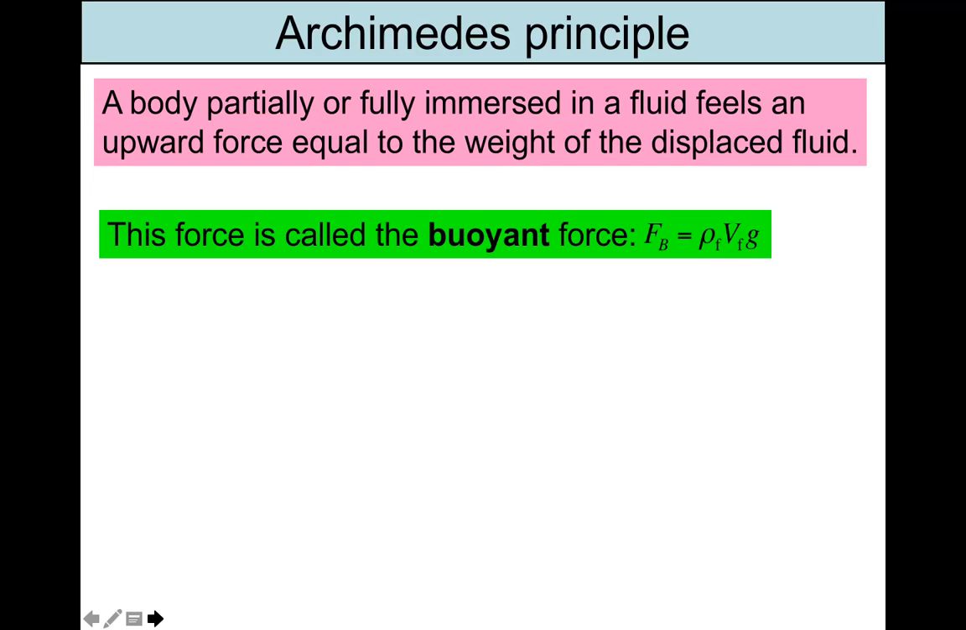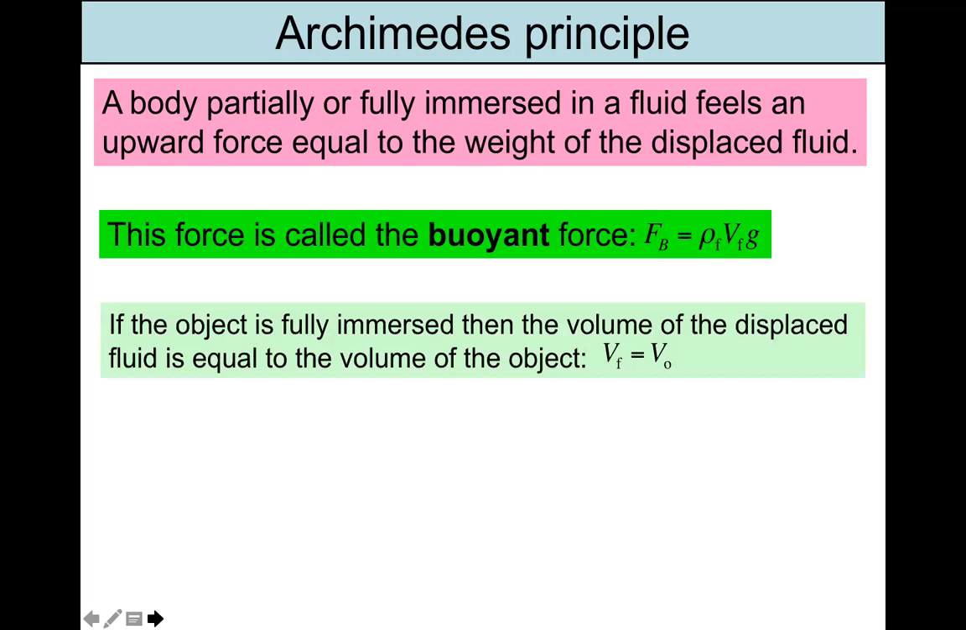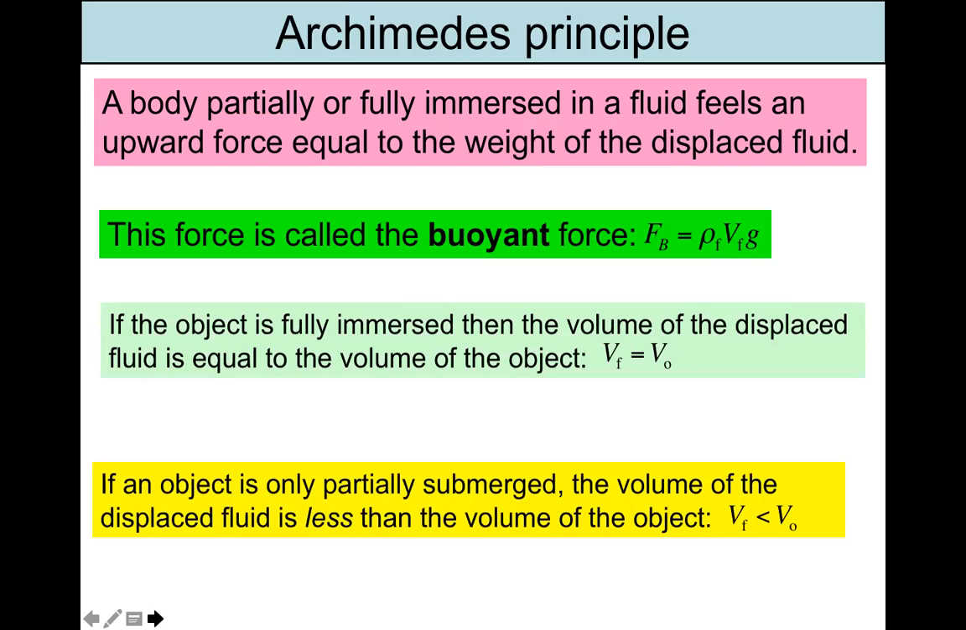So if you put a cube inside the water, the same volume of water as your cube has to be displaced. If you put a cube halfway into the water, then half that much volume has to be displaced in order to make space for the object. Now if you partially submerge it, the volume of the displaced fluid would be less than the entire volume of the object.